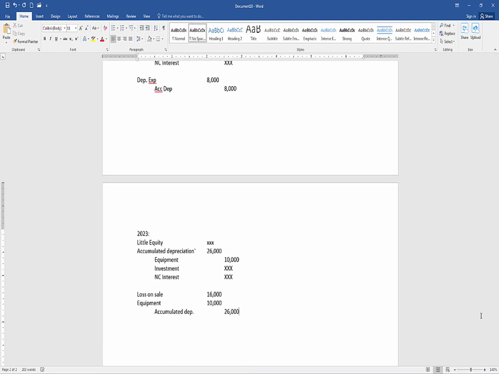To reinforce where the $16,000 came from, recall that there was a $40,000 differential associated with this equipment, and that $40,000 differential is being written off $8,000 per year over the course of 5 years. So 3 years have elapsed, 2020, 2021, and 2022, and so we've amortized 3 times 8, or $24,000 of that differential. The last $16,000 of that differential is not going to be written off via periodic depreciation. Instead, it's written off as an adjustment to the loss on sale.